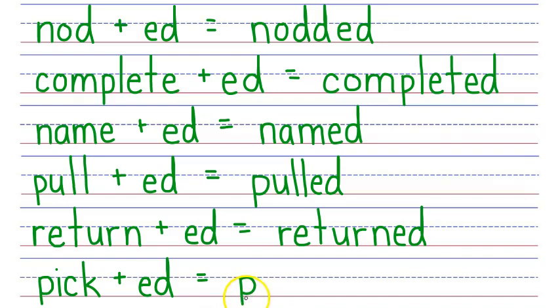So to spell picked, we write a P that says P, an I that says I, a CK that says K, and an ED that says T. Why does this say T? Well, because the consonant before the ED is not a T and it's not a D, and so ED will either say D or T, and in this case it says T, P, I, K, T.